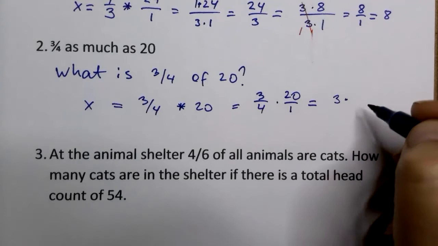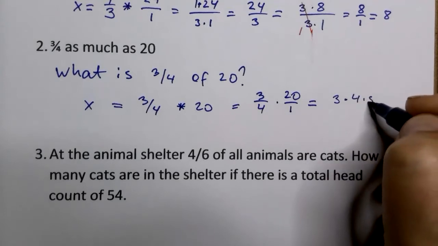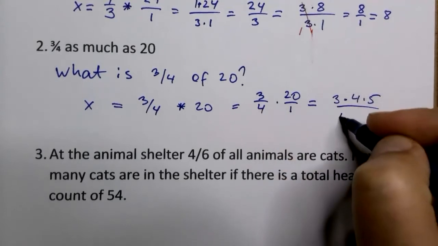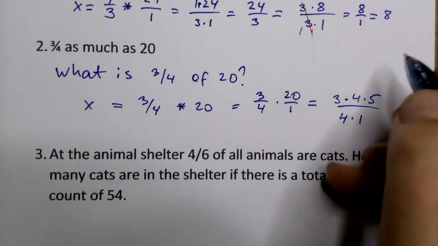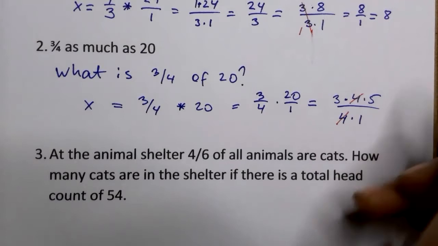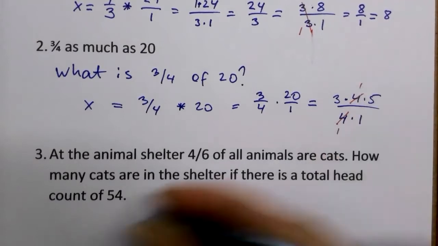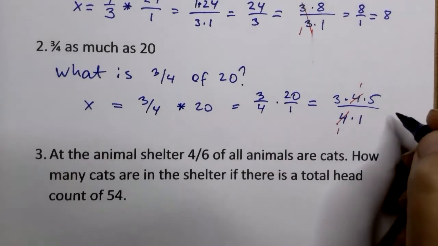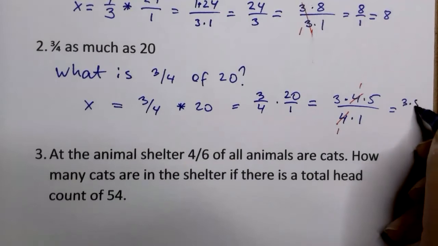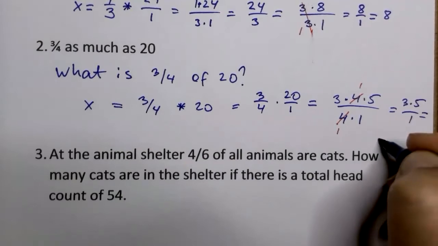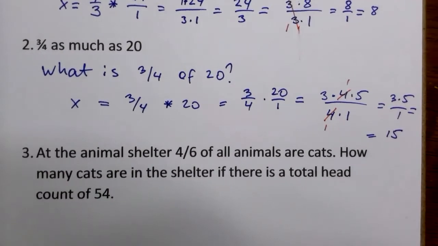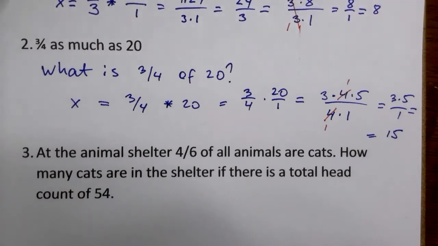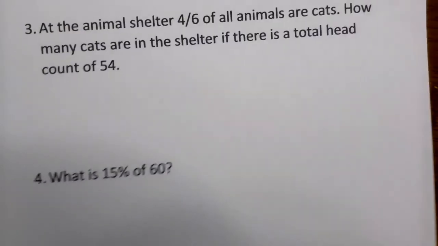But I'm going to split 20 into 4 times 5 because I have a factor of 4 on the bottom, and I can cancel it out. So those turn into ones, and I have 3 times 5 over 1, which is basically 15. So that's how you approach that problem. Now let's practice a word problem.